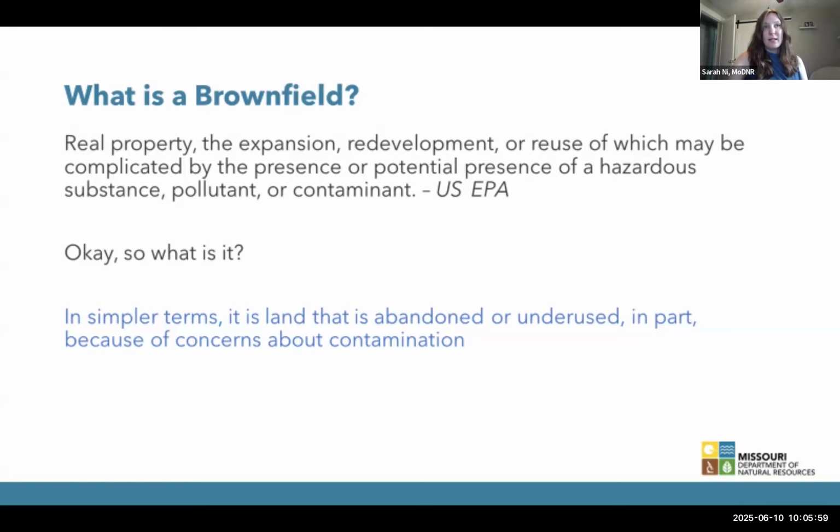So, what does that look like? What are some examples of properties that people would avoid utilizing because of contamination concerns?